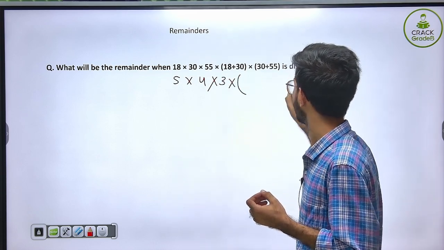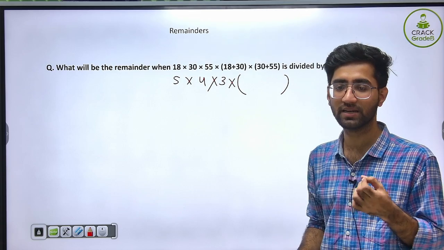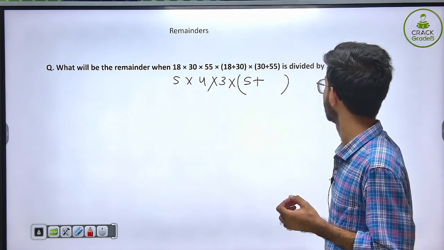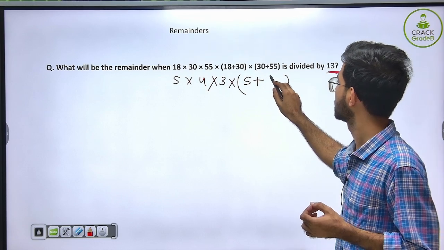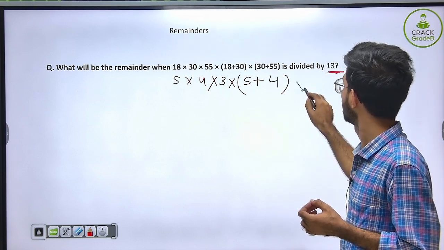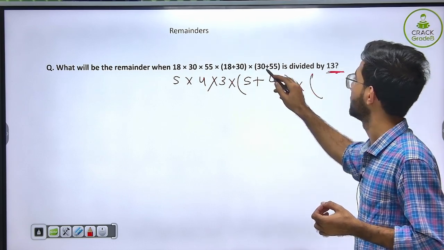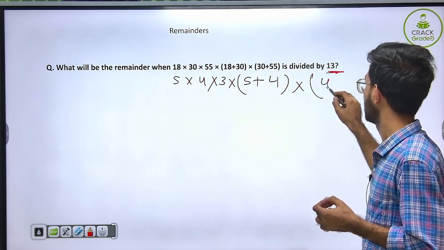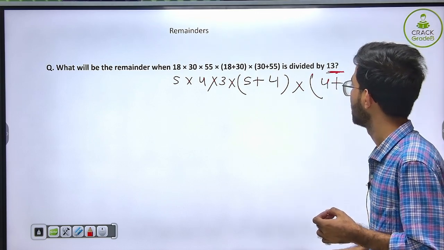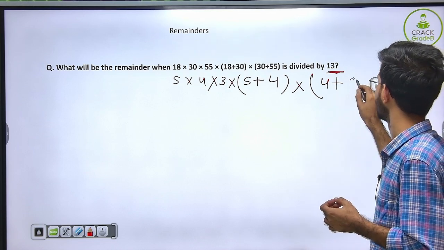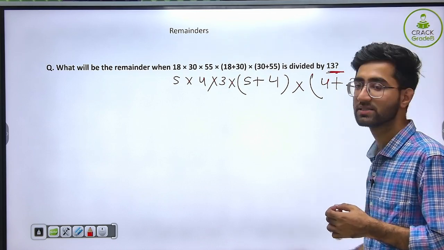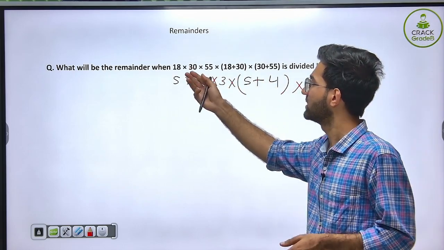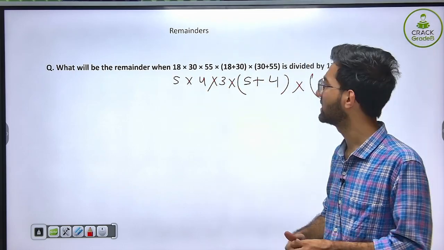Now if you divide 18 by 13, you get 5. If you divide 30 by 13, again that is equal to 4. Now the multiplication sign. If you divide 55 by 13, what do you get? Again 4 plus 3, right? 4 plus 3.